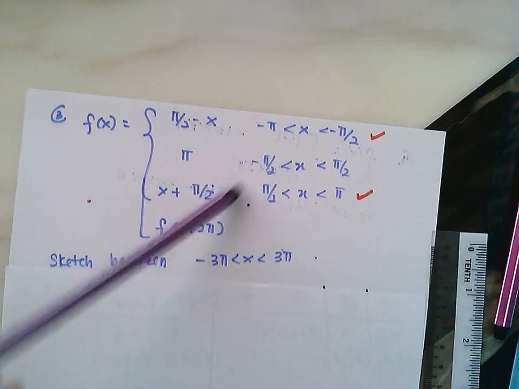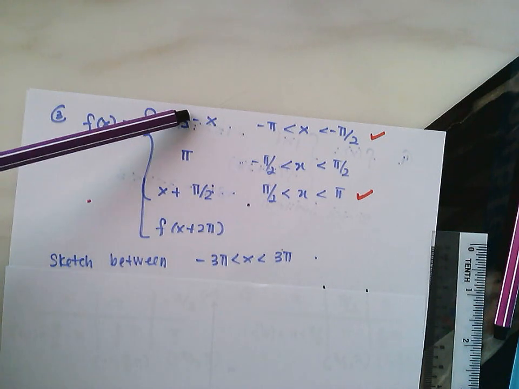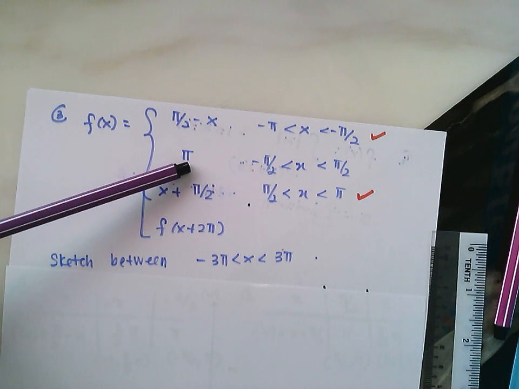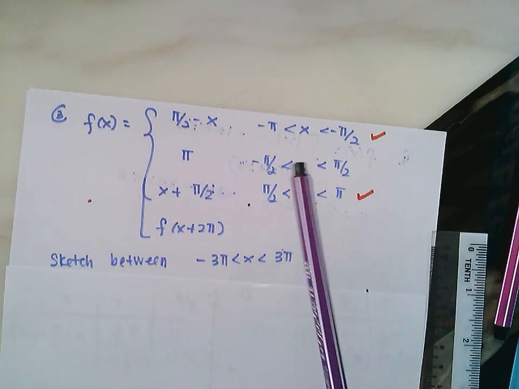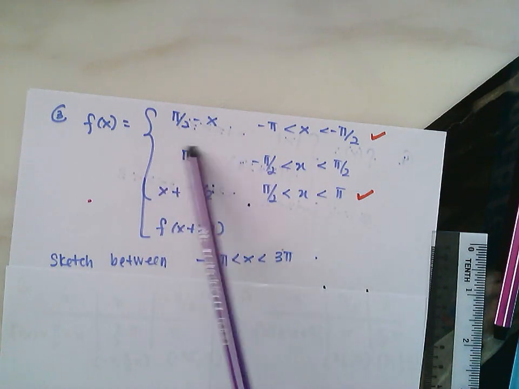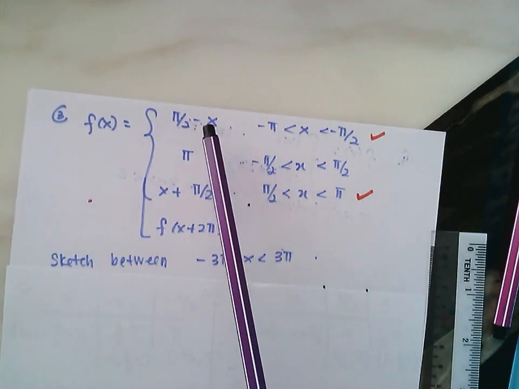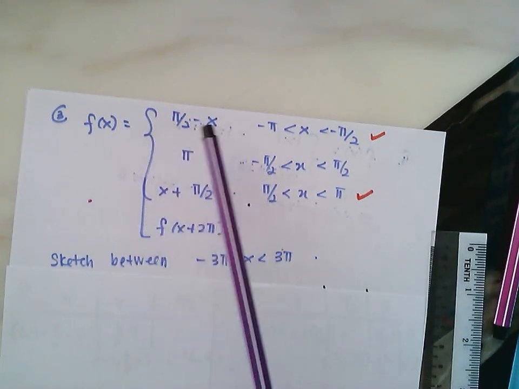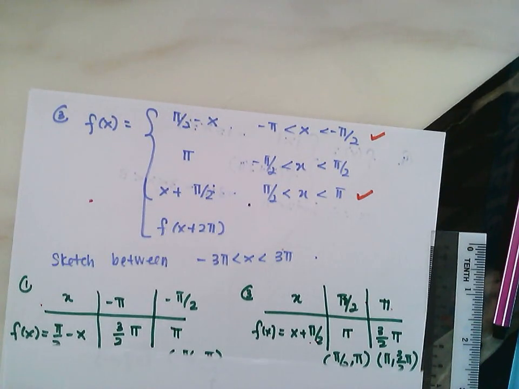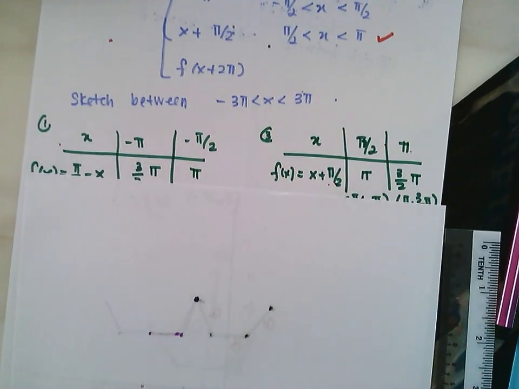So based on these three functions, you need to have two tables because you have a variable x here and also here. For the second function here, you know that this is a constant. So from negative pi over 2 to pi over 2, your f(x) is always pi. But for these two functions, if your value of x changes, then your f(x) also changes. So that's why you need to have the table of coordinates, like we did in the previous example.